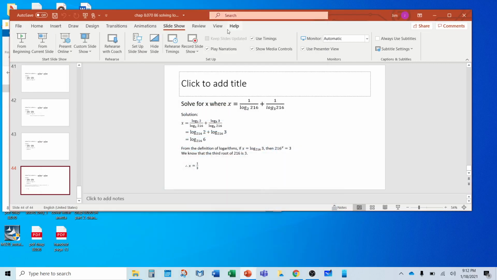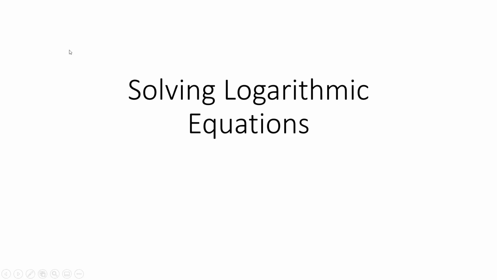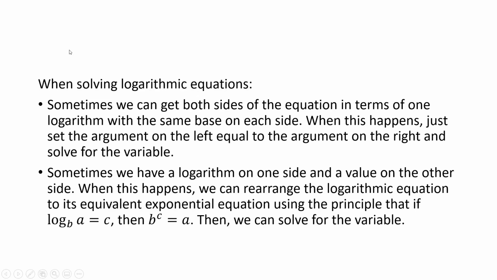In this video, we are going to solve logarithmic equations. And there are kind of two different types. In the first type, first bullet point, we can get both sides of the equation in terms of one logarithm with the same base on each side. And when that happens, just set the argument on the left equal to the argument on the right and solve.